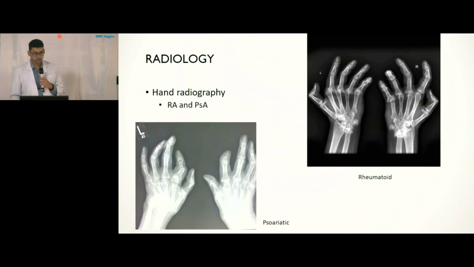And over here, tell me what this is. Anyone? No, it is not arthritis mutilans. This is telescoping. The penicillin cup appearance can come in this. This can be penicillin cup. This is telescoping.